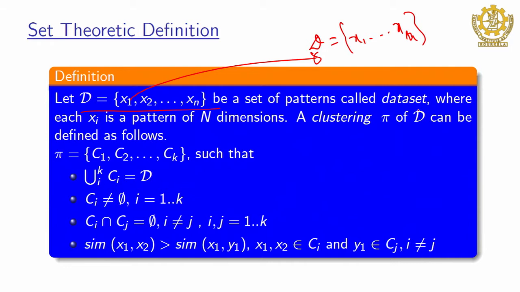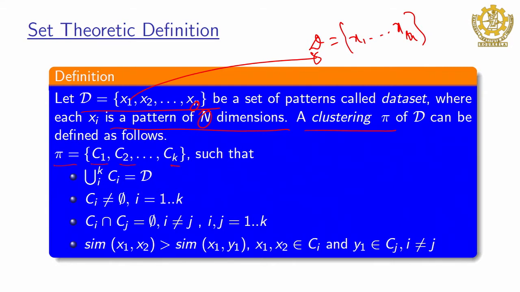Let it be a set of patterns called the data set, where each x i is a pattern of n dimensions. Here n dimensions means n features, so each object has n features. Now, what is clustering? Clustering is nothing but the partition of the data set. A clustering pi of the data set can be defined as follows: pi is C 1, C 2 to C k. Each of C 1, C 2 to C k is a cluster.